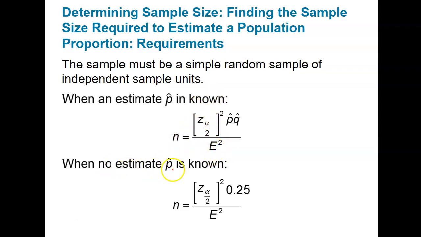When there is no estimate known, so maybe you have no previous study to draw from, then you're going to use this formula here. The 0.25 is basically an estimate for when you're estimating p hat to be 0.5, and that means q hat would be 0.5. So 0.5 times 0.5 is 0.25. When we don't really know anything to indicate any other way, we just assume that p hat and q hat are both 0.5, and therefore this would be replaced with 0.25.